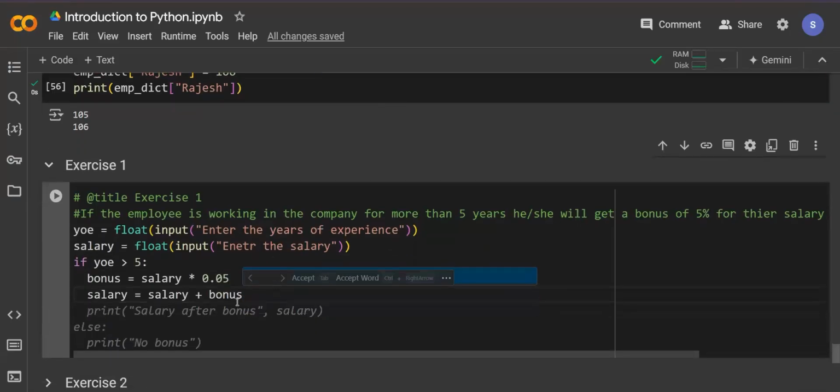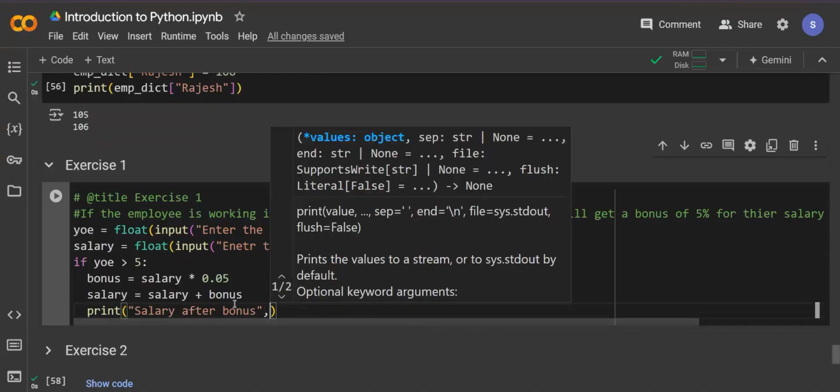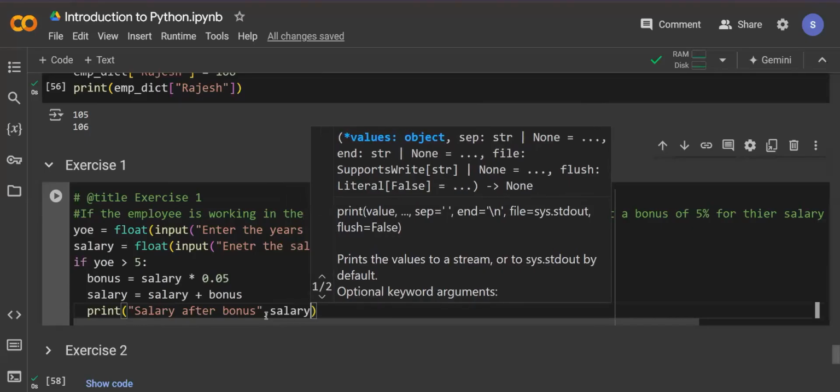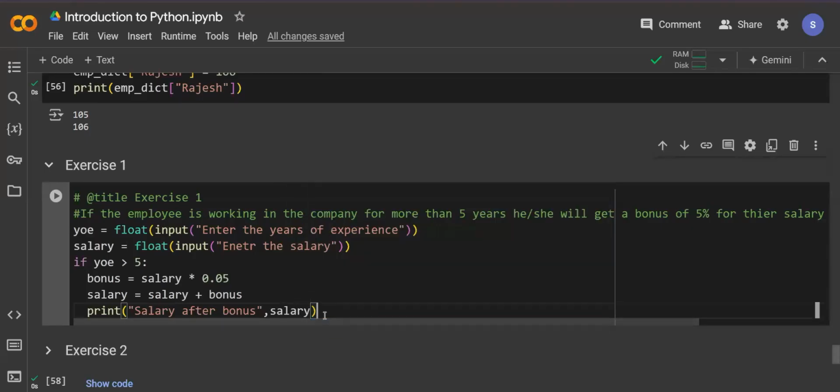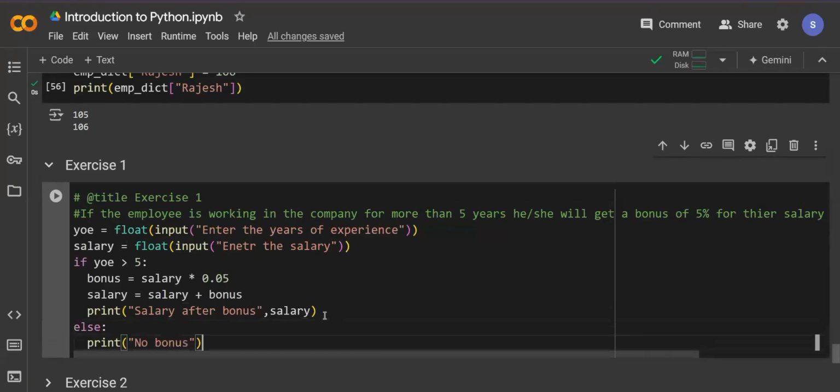Now, what if he doesn't have the experience? So what can I do? I can write else no bonus. That's a simple thing. So let us write the print value, print salary after bonus. So if I want to specify a variable, obviously I'll be writing it outside the print value, that is outside the double quotes. So I'll be using a comma, then I'll be using your variable name, that is salary. Okay. Now let's come to the else part. Else print no bonus.